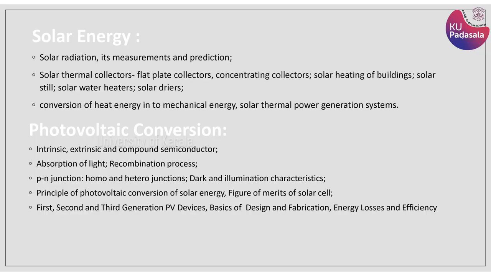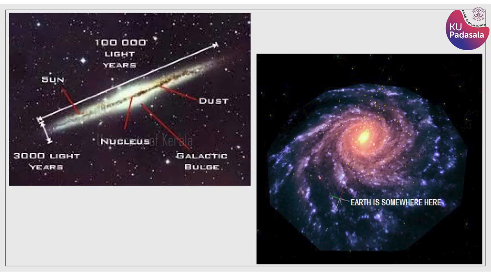Module 3 consists of solar energy, which is basically divided into two parts: solar thermal and photovoltaic systems. So we'll start off with one basic question. Where do we stand in space? If you look at space, we are located somewhere at the edge of the galaxy, typically around a trajectory around the sun, which powers all our activities.